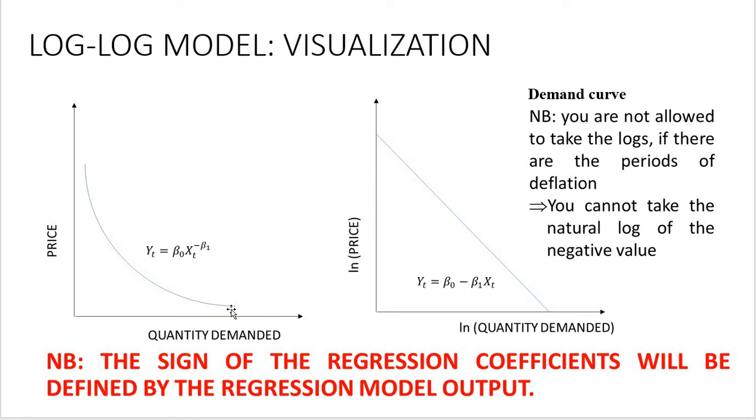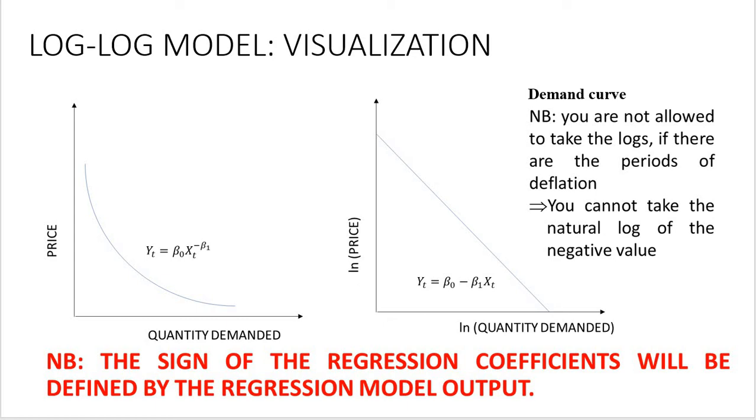However, you can easily make it a linear function if you take natural logarithms of both variables. So you do not estimate the relationship between price and quantity demanded, but rather between the natural logarithm of price and the natural logarithm of quantity demanded. Again, this is just a trick to simplify your life, and at the same time not violate the assumptions of the model.